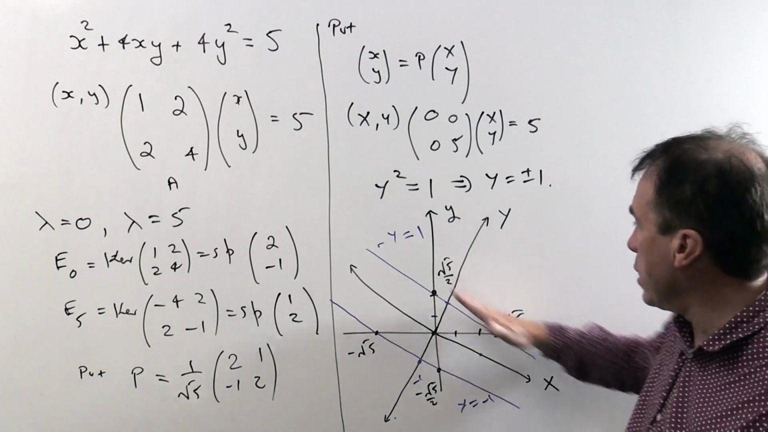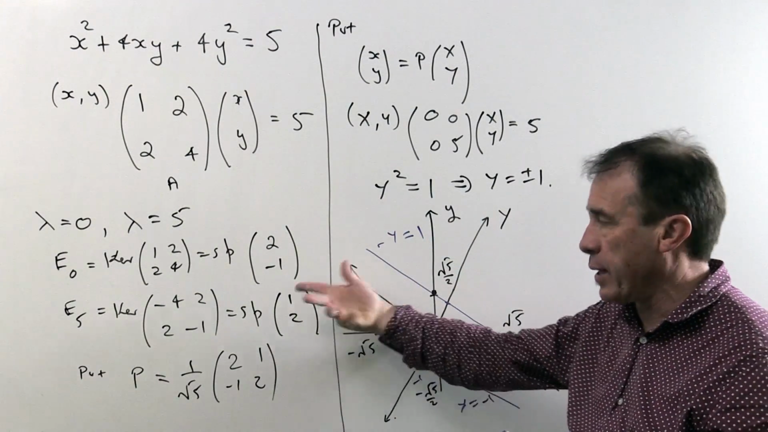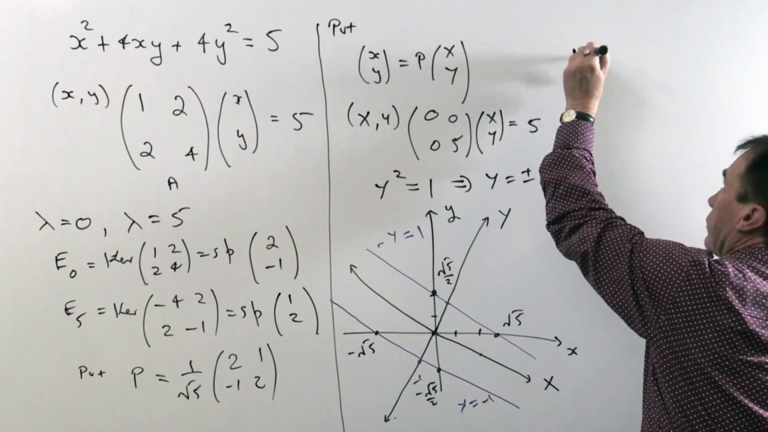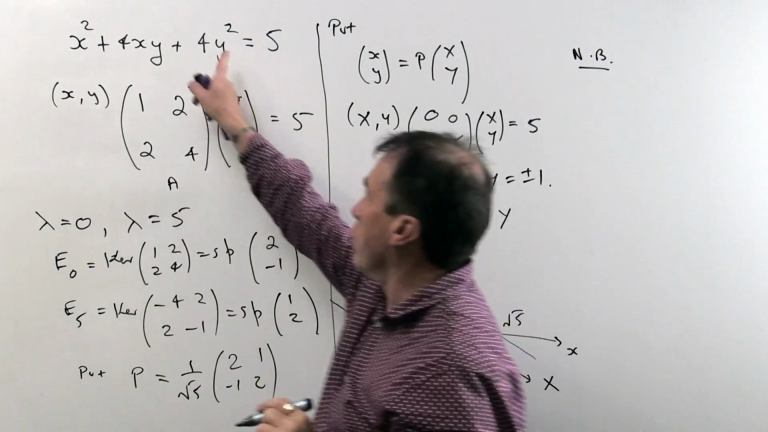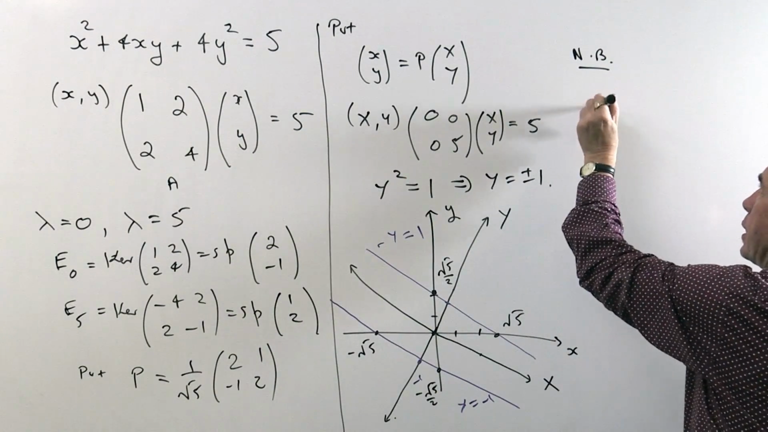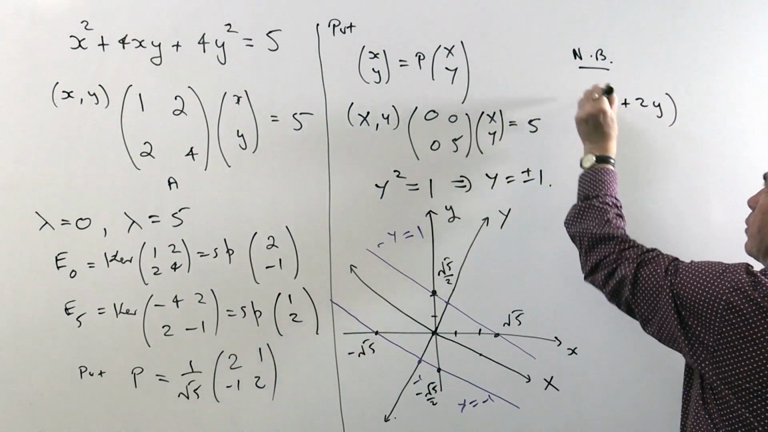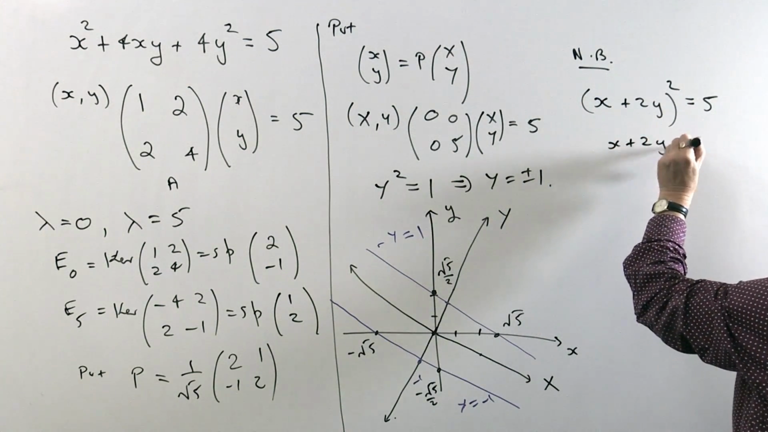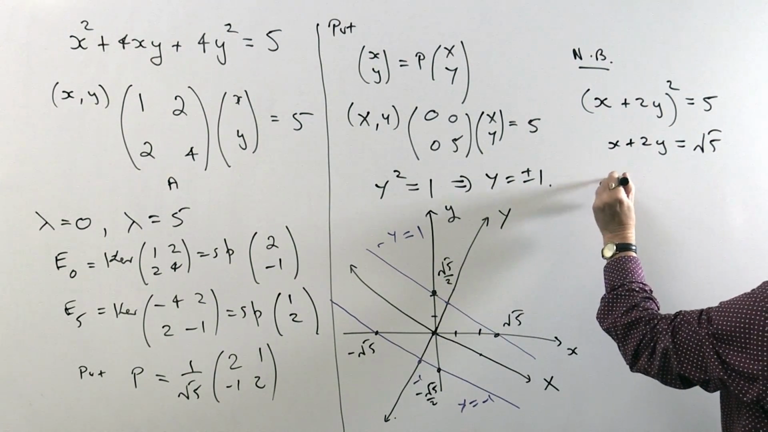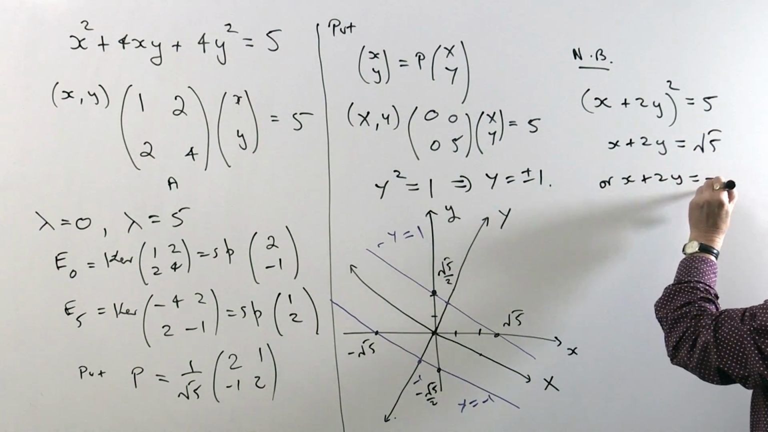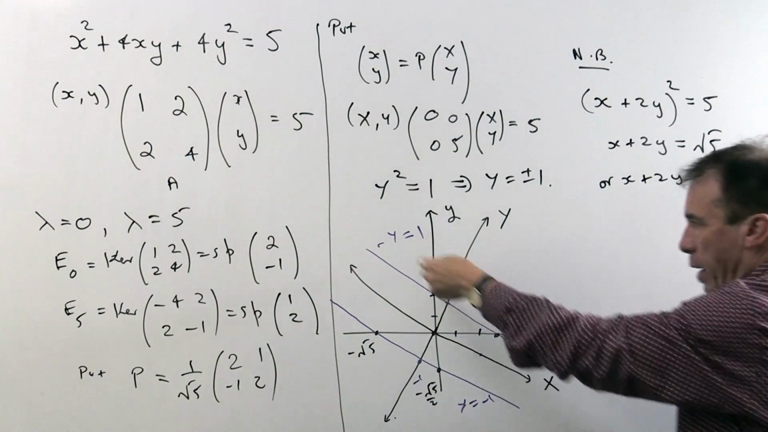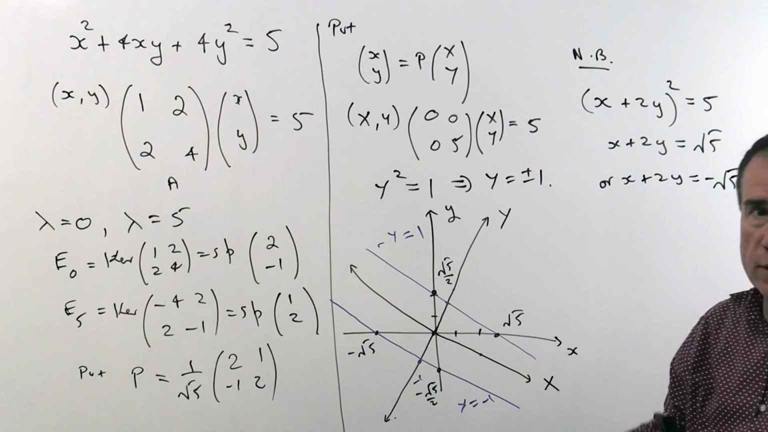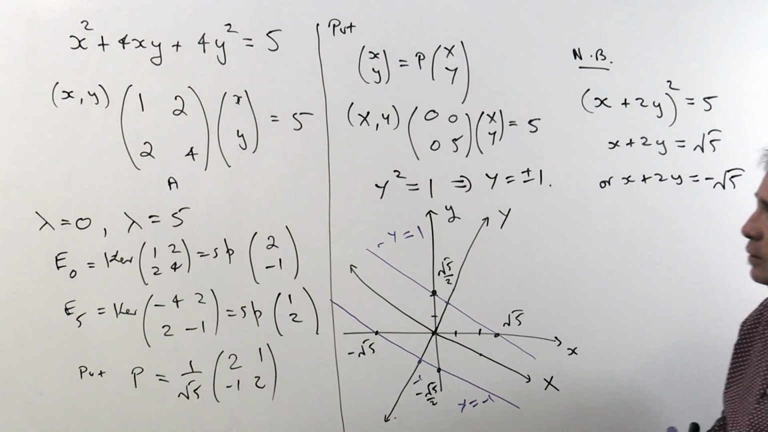You can actually get the equations of these two straight lines either by again going back to the principal axes, or you could just note that you can complete the square on this. This happens to be a perfect square. This is x plus 2y all squared is 5. And so that would be x plus 2y is √5, or x plus 2y is -√5. And they would be the Cartesian equations of these two lines with respect to the old axes. And so that solves the problem.